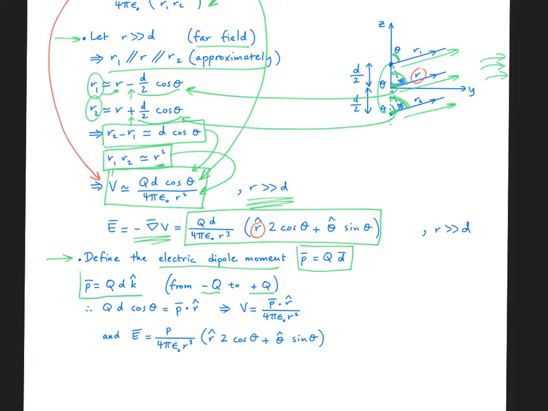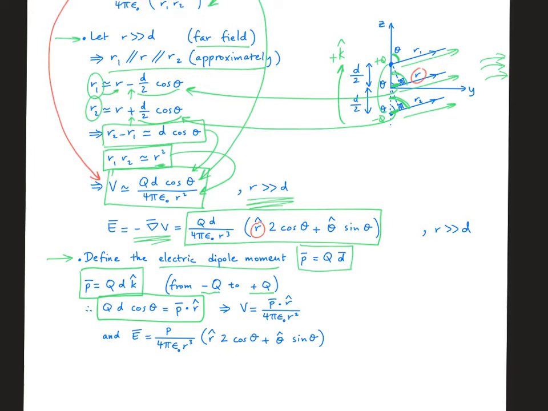And if we want to write down the P vector again, then it equals the charge magnitude times the distance as a scalar into, in this case, the K unit vector, since from minus Q to positive Q, we're moving in the direction of positive K unit vector. Okay, so if I want to substitute things, I'm going to say that QD cosine theta equals the dot product between this P vector with the R unit vector.